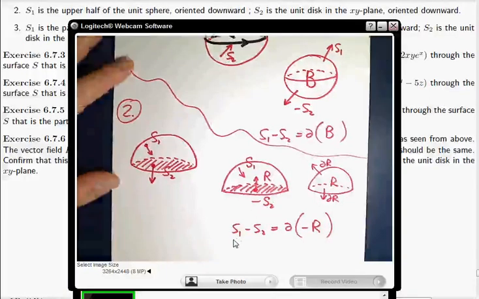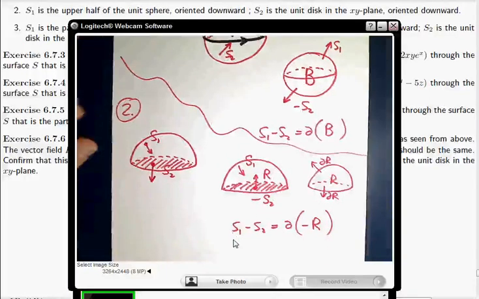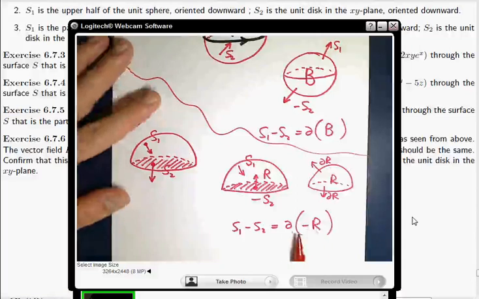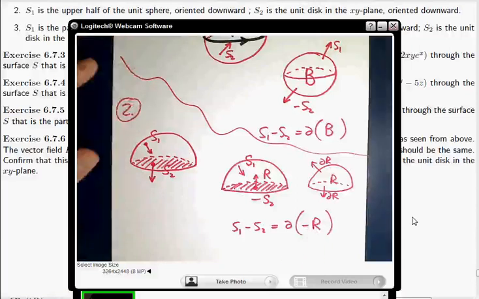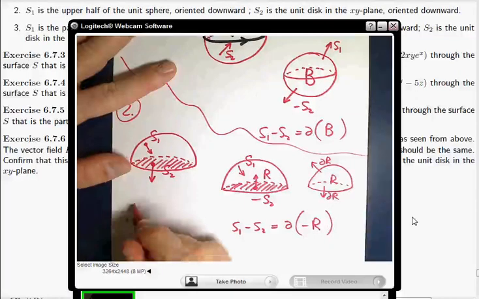Does that make sense? Could we take the negative and switch S1 and S2? Yeah, the boundary of R is S2 minus S1. Absolutely. In fact, we could draw that picture. Let's draw S2 minus S1.